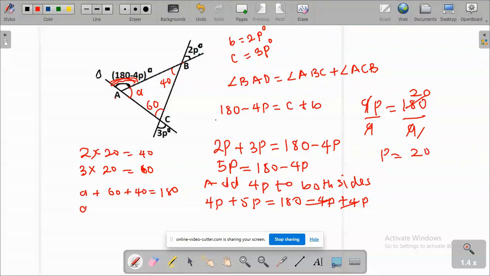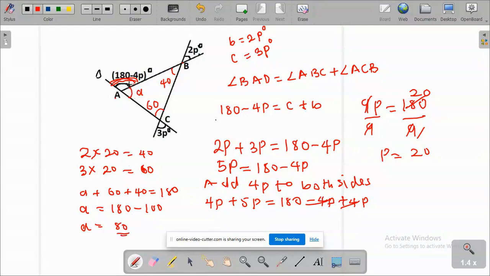So here, 60 plus 40, that is 100. So we are moving it to the right hand side, and it becomes negative. That is 180 minus 100. So the value of a becomes 80. That's one way of obtaining this angle A here.